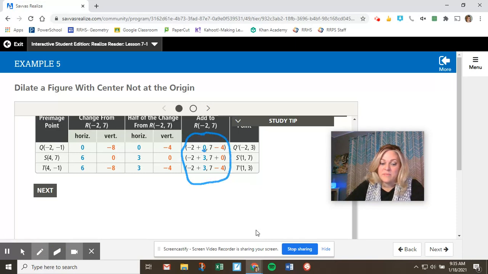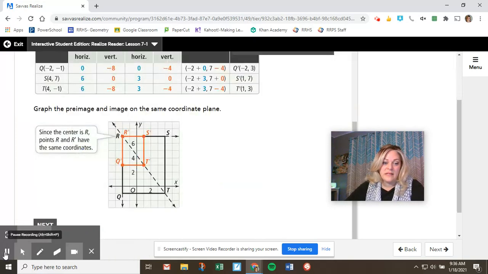Notice when I'm going vertically, my X's are not changing, just my Y's. When I'm going horizontally, my Y's are not changing, just my X's. And it goes through step by step. Let me show you some more. Here is one of the visuals that you can see.